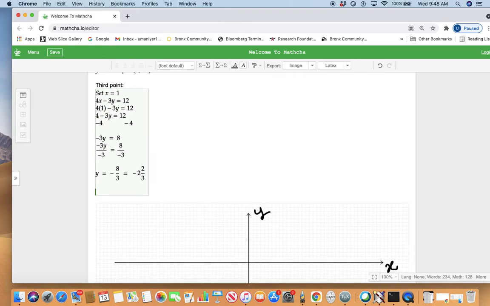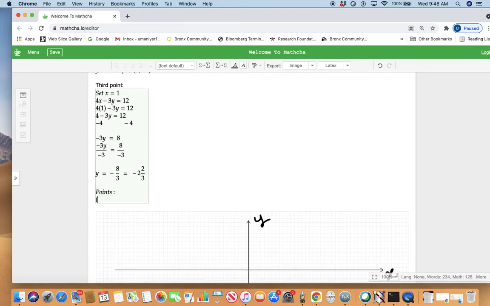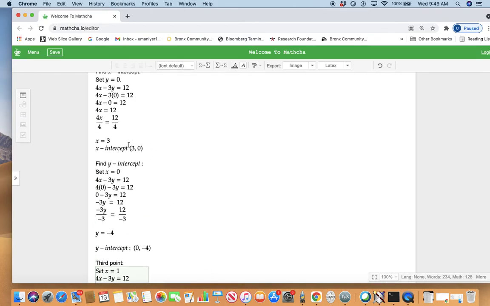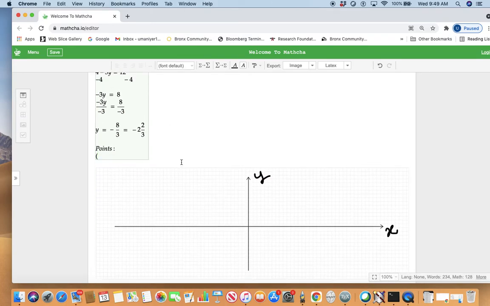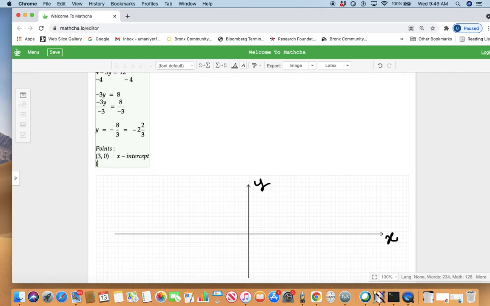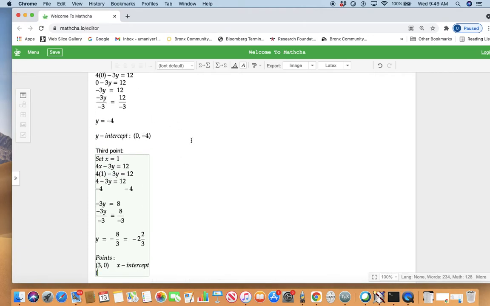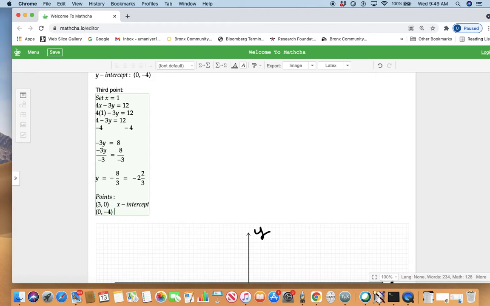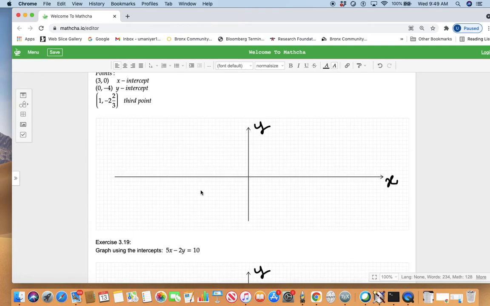Okay. So now you have the 3 points. What are the 3 points? The first point is the x-intercept, which is 3, 0. The second point is the y-intercept, 0, negative 4. And the third point, x is 1 and y is negative 2 2/3. Okay, so you have these 3 points. Now we are ready to plot these points.